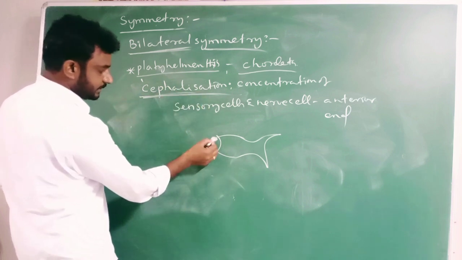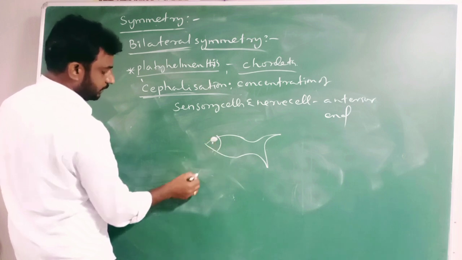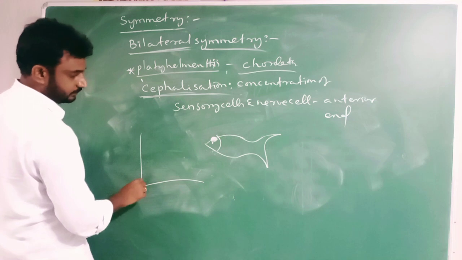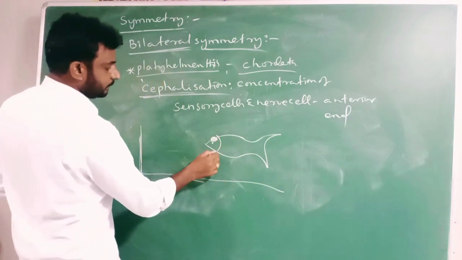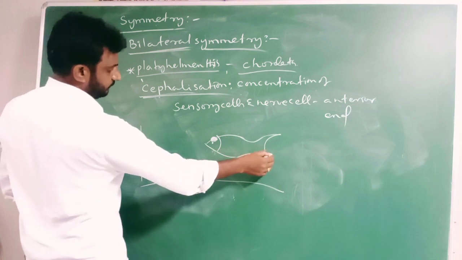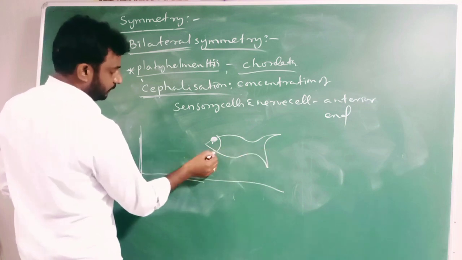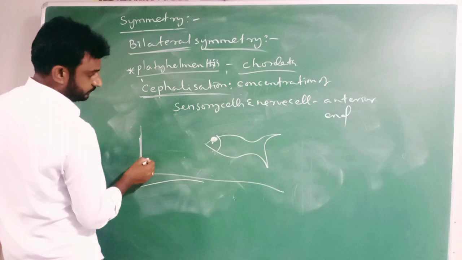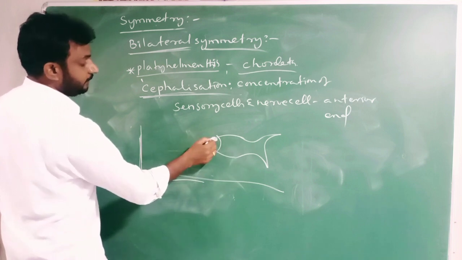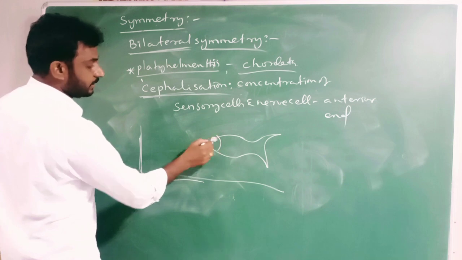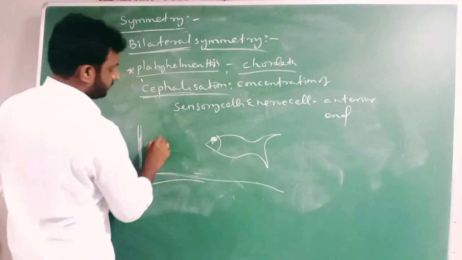By concentrating sensory cells and nerve cells at the anterior end of the body, the animal can sense the new environment first. Into the new environment, the first part entering is the anterior part of the body only, not the posterior part. That's why it can sense more effectively, with the help of the sensory cells and nerve cells in the first part entering a new environment.